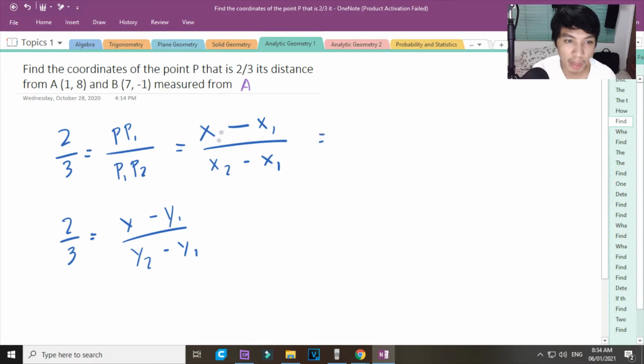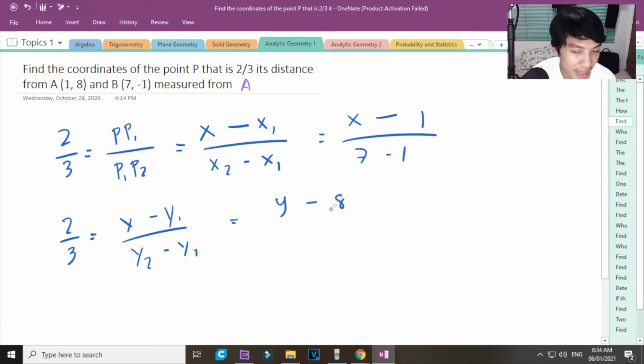Now we can solve. X we do not know; the value of that coordinate is unknown. So, the coordinate minus 1 over 7 minus 1. For the y, y minus y1 is y minus 8, over y2 minus y1, which is negative 1 minus 8. Okay, can we solve for y? Yes.